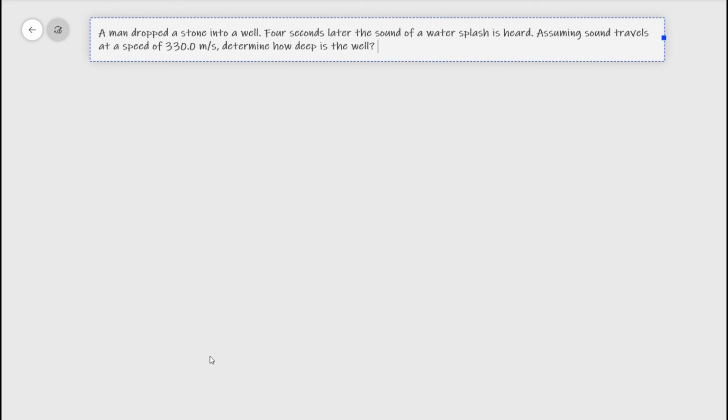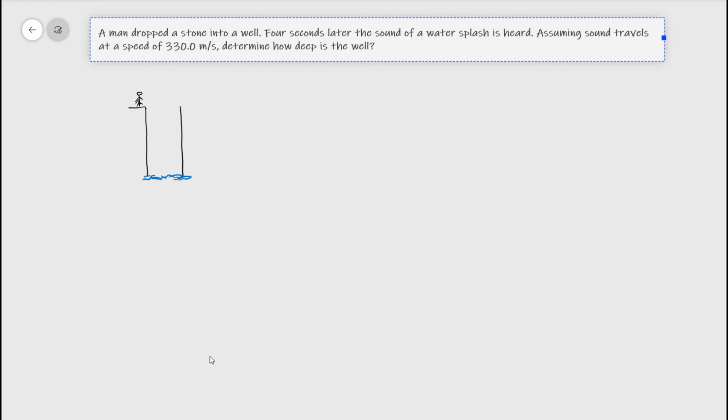Solving this problem again, let's say there is a well, and at the bottom of this well there is water. A stone is being dropped by a man. Let's say there's a man here at the top, assuming a man with 3 arms and 3 legs.